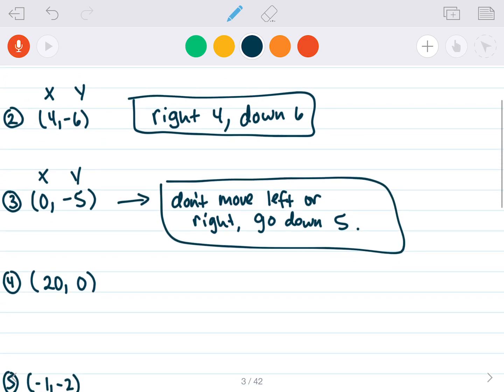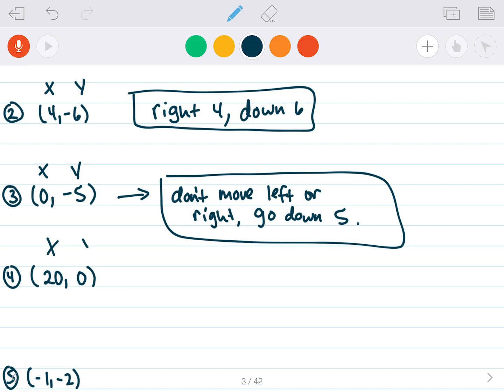Okay, how about this one? So this first number is positive, and that means we're going to the right. So we're going to the right 20. And then we don't move because this is 0. And then don't move up or down.